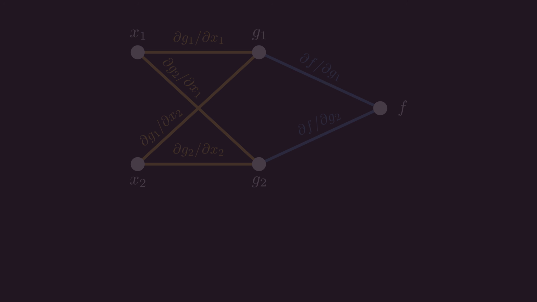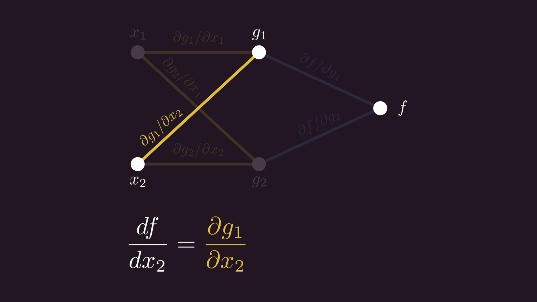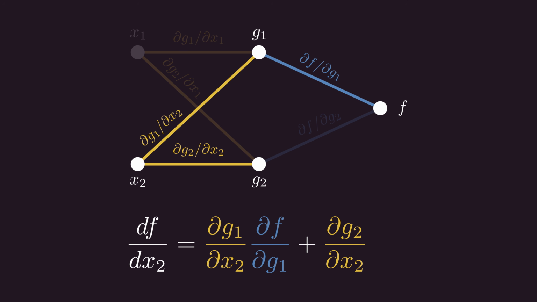Let's see the other one, the derivative of f with respect to x2 this time. Again, according to the chain rule, df dx2 equals partial g1 partial x2 times partial f partial g1 plus partial g2 partial x2 times partial f partial g2.